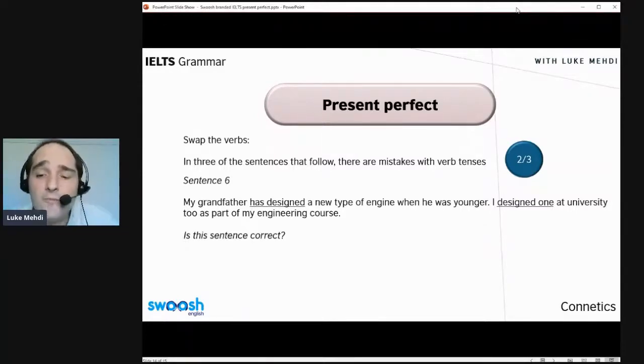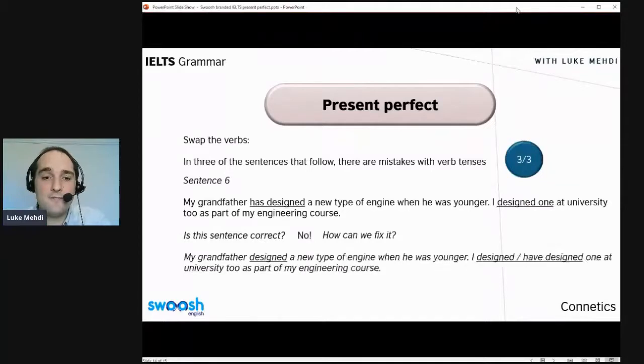The second half is a bit more difficult. I designed one at university too as part of my engineering course. Well, the sentence wasn't correct. In the second half, so my grandfather designed a new type of engine when he was younger, started and finished in the past.